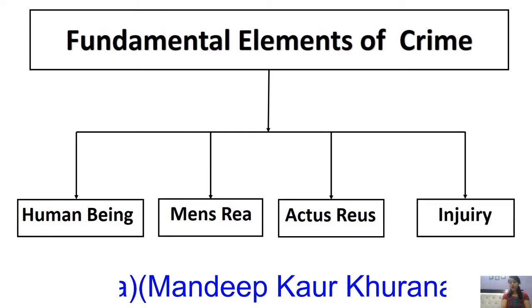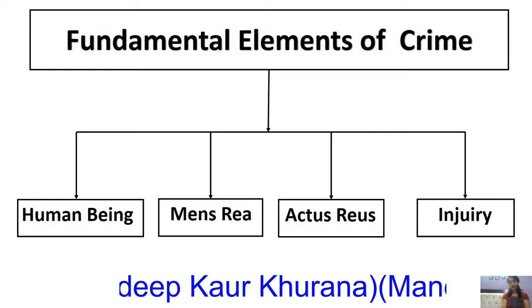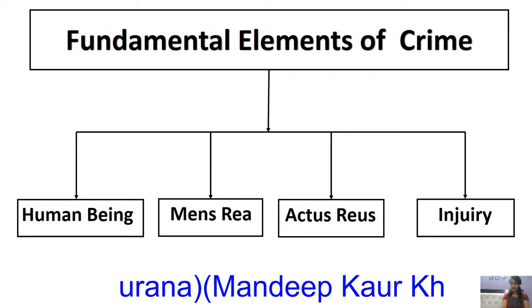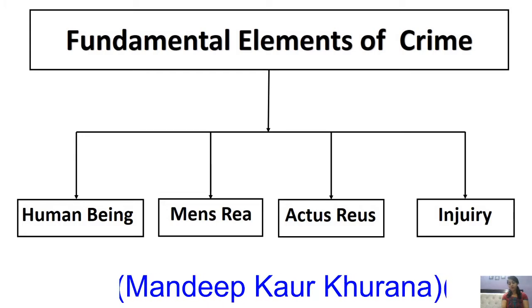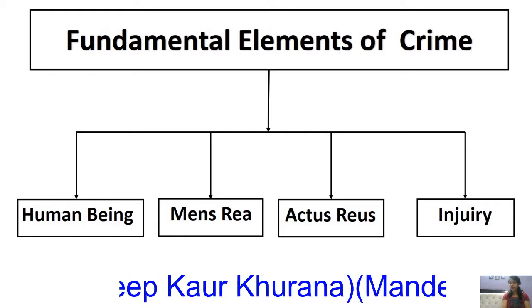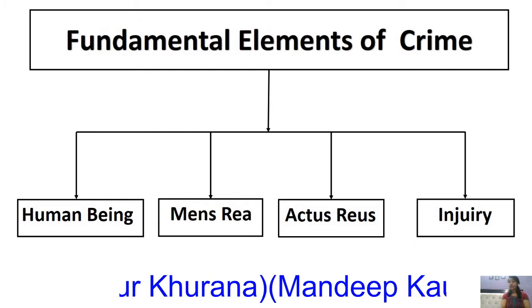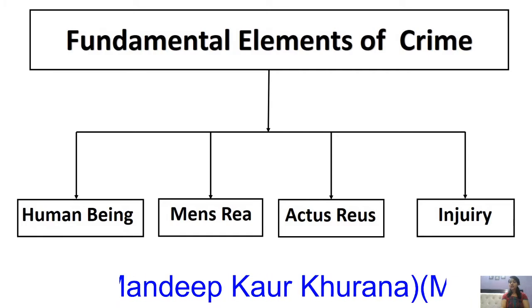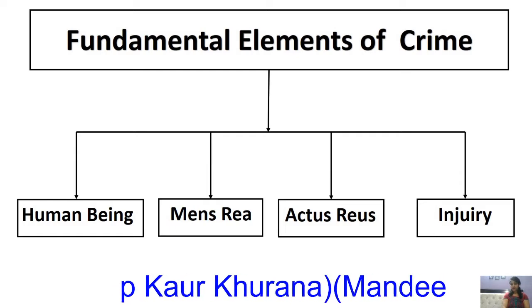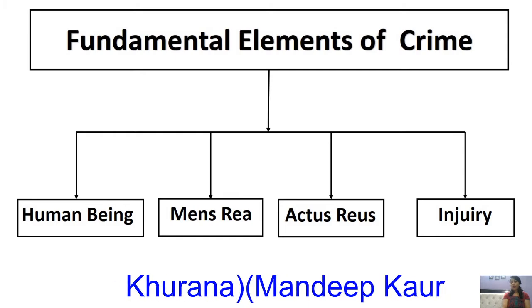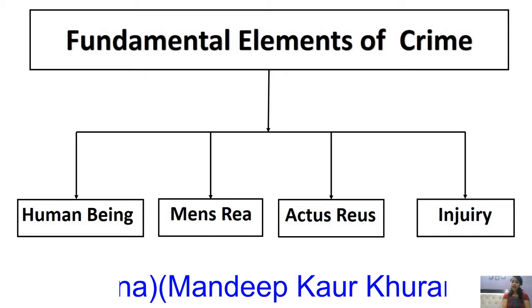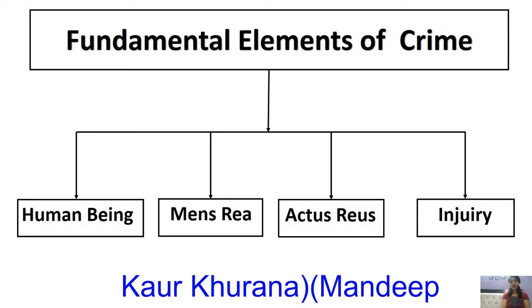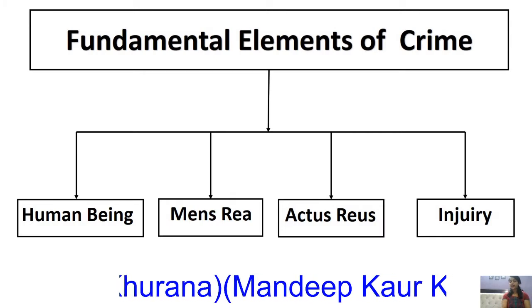Okay, so according to my example, A kills B. Here both are human beings, first thing, because we will discuss fundamental elements of crime. According to fundamental elements of crime, first the person should be a human being, second is mens rea, third is actus reus, and fourth is injury. According to this example, A kills B. A and B both are human beings. A kills B means, now here the question arises whether A intentionally kills B or whether A kills B to protect his own self. This is the main question, and these will be held legal issues.